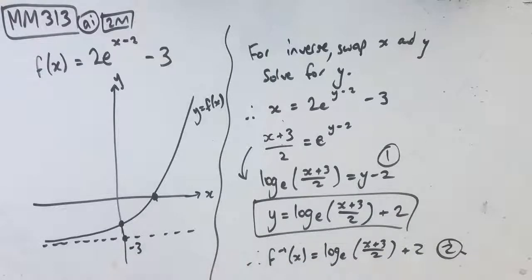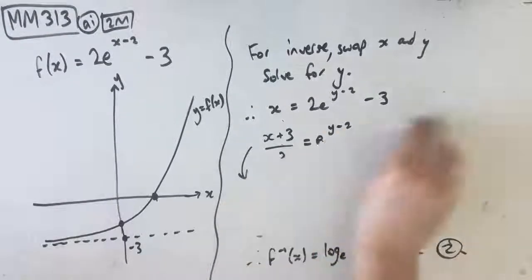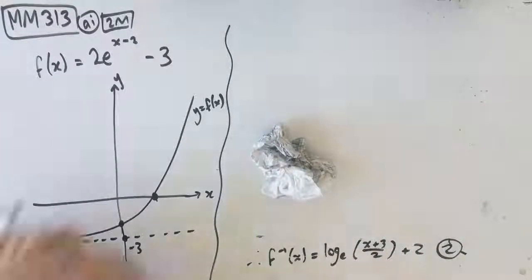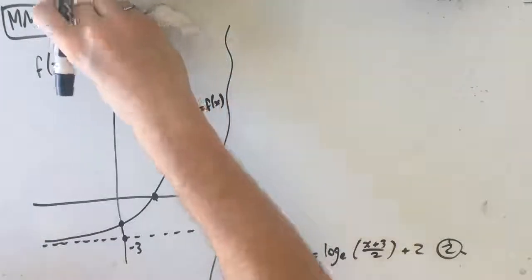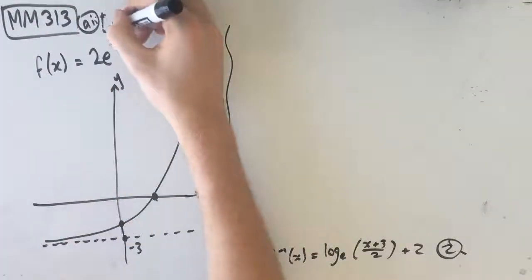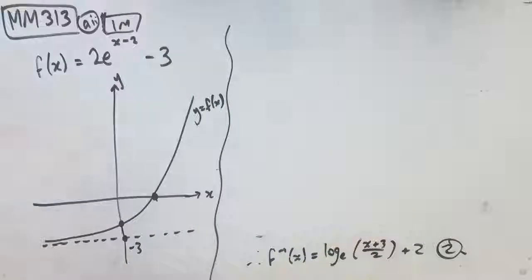Let's move on to part AII. Part AII is simply a 1-mark question, and I'm going to leave that there just for now. Part AII says find the domain of the graph of the inverse of f. There's two ways to do this. We could use this inverse function and actually find the domain using this, or we could simply find the range of the original and say that that's the domain of our inverse.